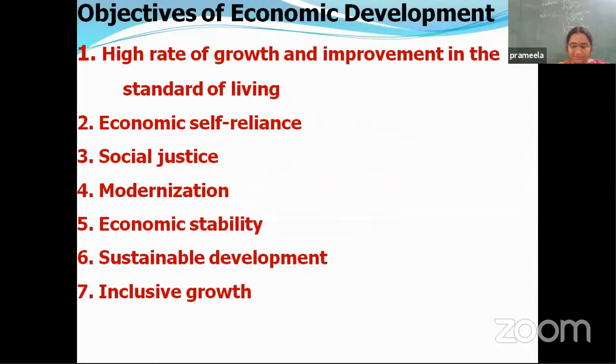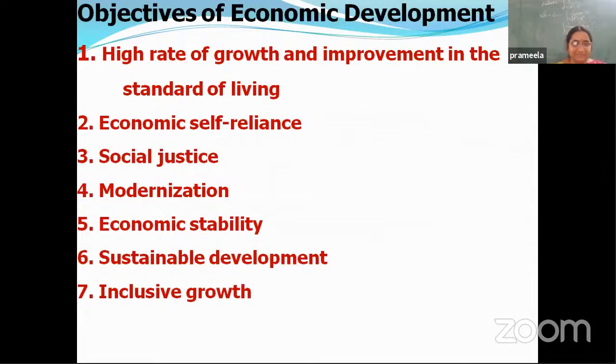So next, the second objective, achieving self-reliance. Achieving self-reliance is one of the important objectives of economic development. Self-reliance means achieving self-sufficiency in all things. That means reducing dependence on other countries and achieving self-sufficiency in all things is one of the important objectives of economic development. Next one, social justice. Achievement of social justice is also one of the important objectives of economic development.